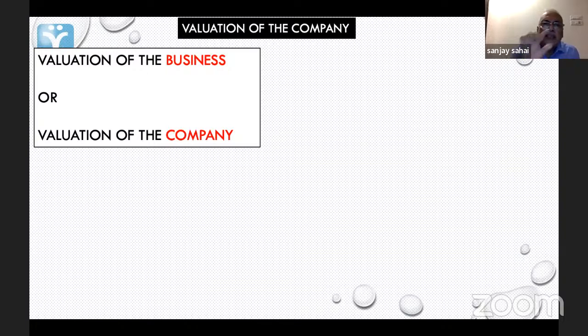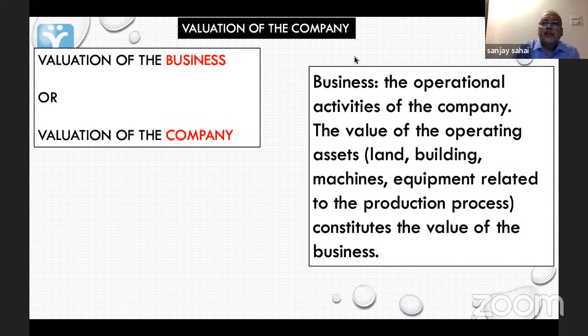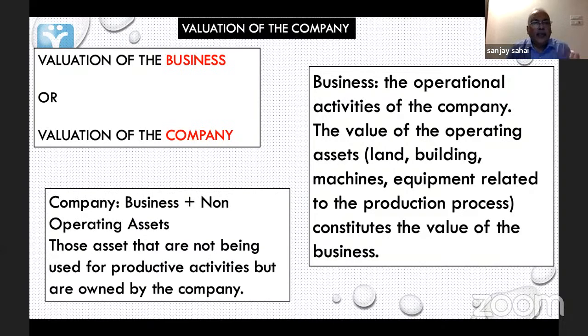Business जो हुआ, that is the operational part. So business, the operating activities of the company, the value of the operating assets. जो operating assets हैं, उनका क्या value? And company will include the non-operating assets also.